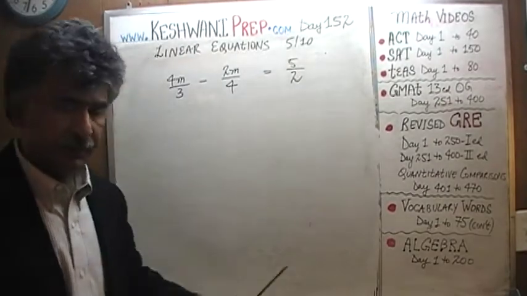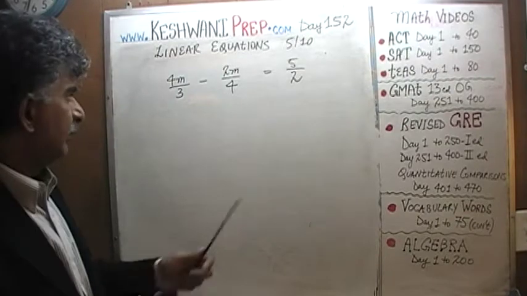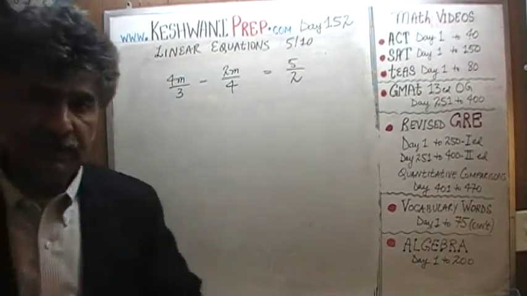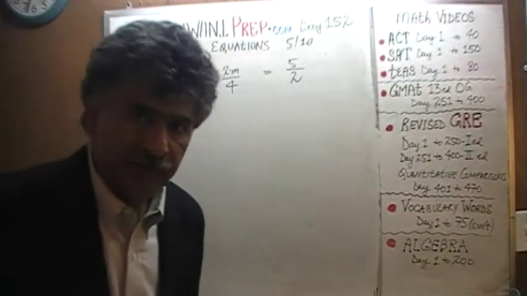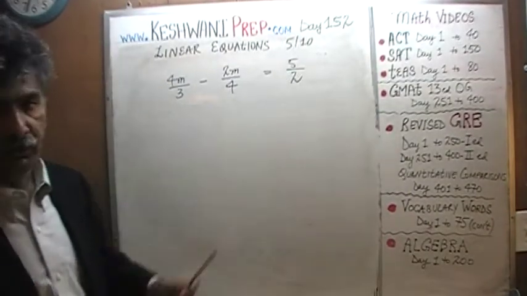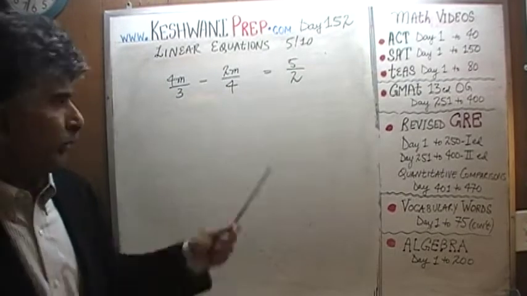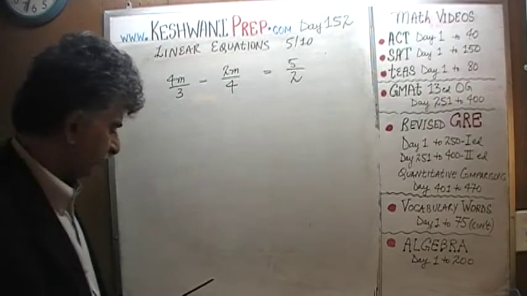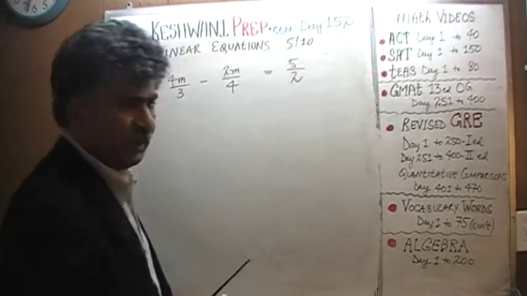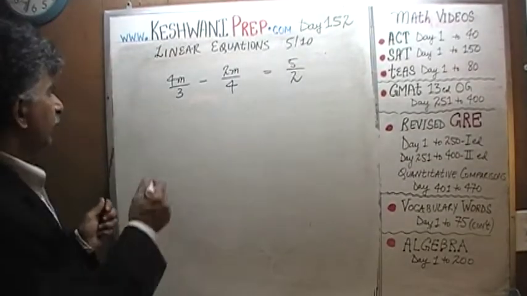Again, we learned yesterday that when we have denominators at the bottom, find the least common multiple, the smallest number that is evenly divisible by 3, 4, and 2. 3 times 4 is 12. 12 we can divide by 4, by 3, and by 2. 12 is the smallest number. So we can multiply this entire equation by 12 and see what happens.